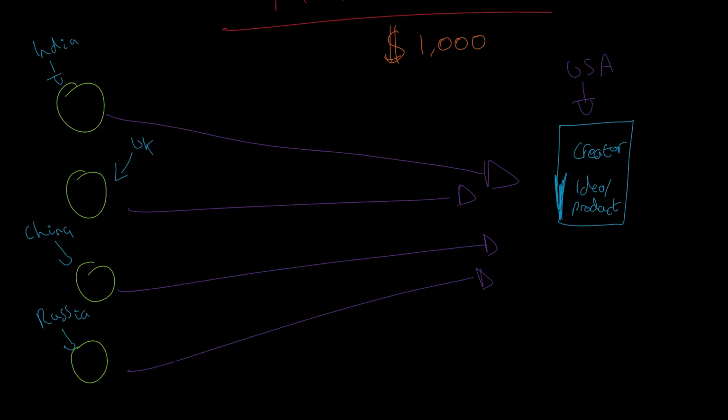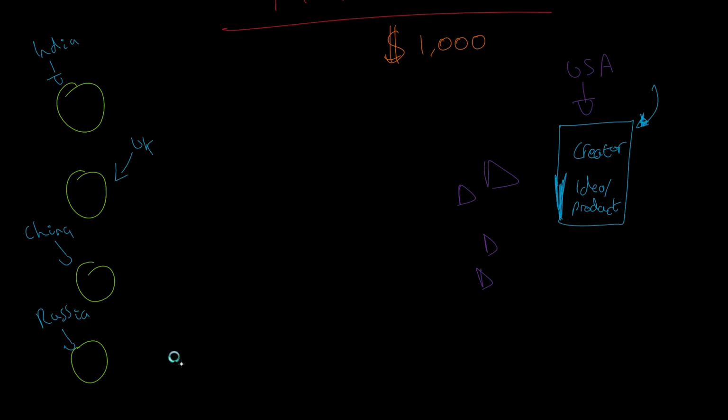On top of that, how would the creator actually reach these people? Not in terms of getting the money, just getting the word out to tell them about this product. And that's where Kickstarter comes in. So Kickstarter acts as an intermediary. So we have Kickstarter now.